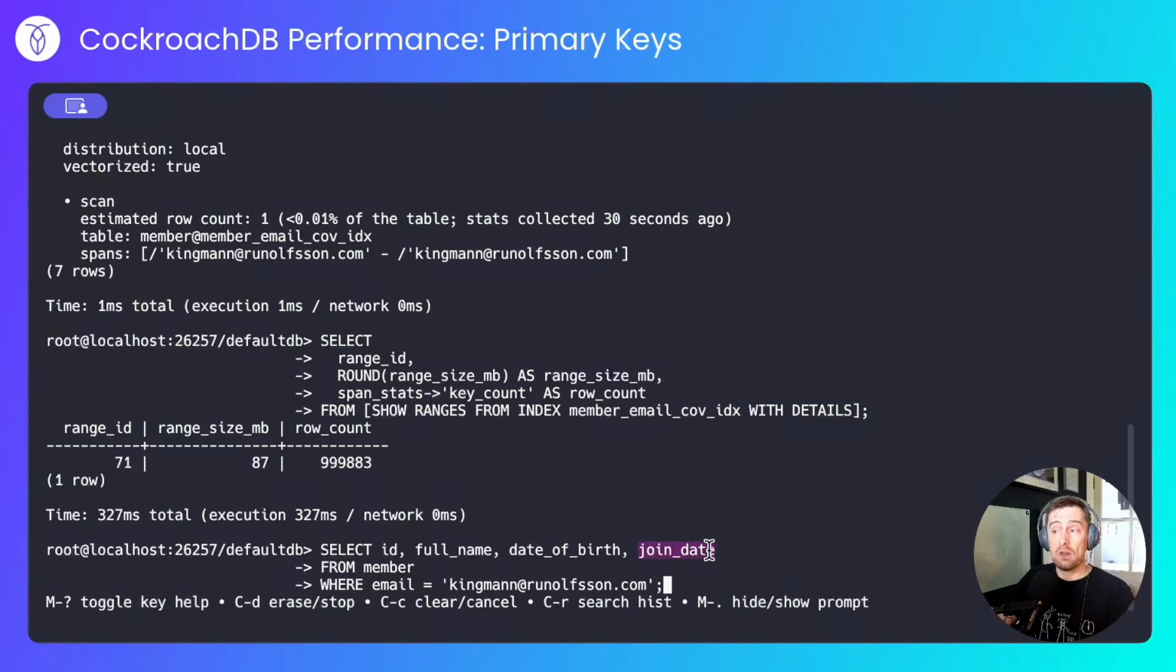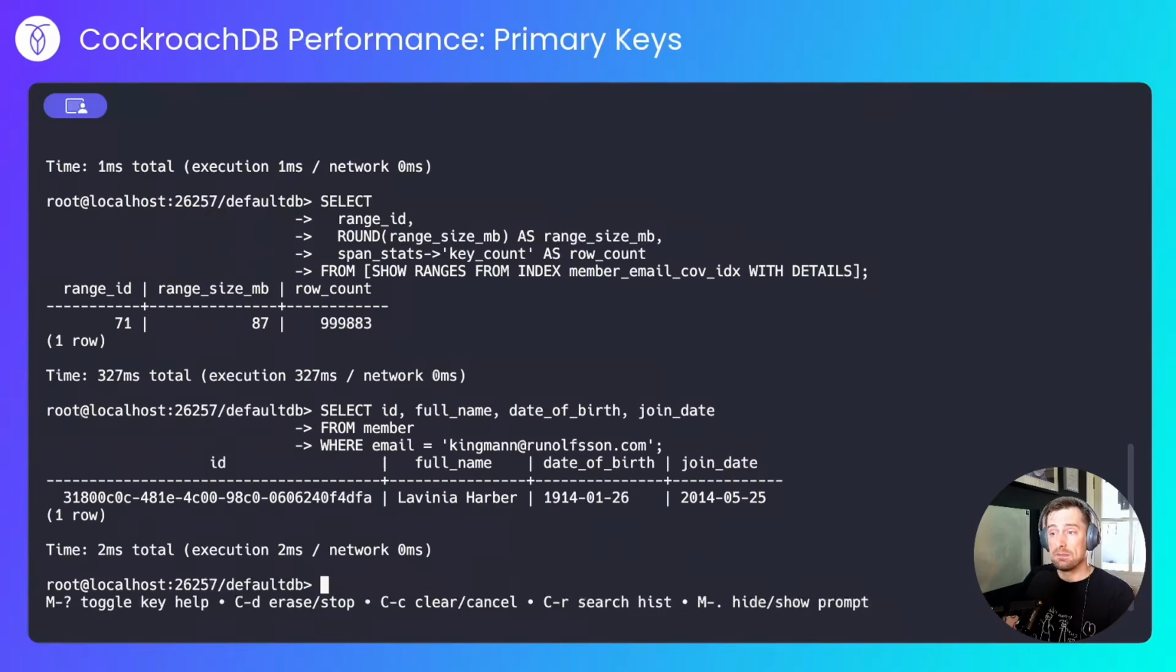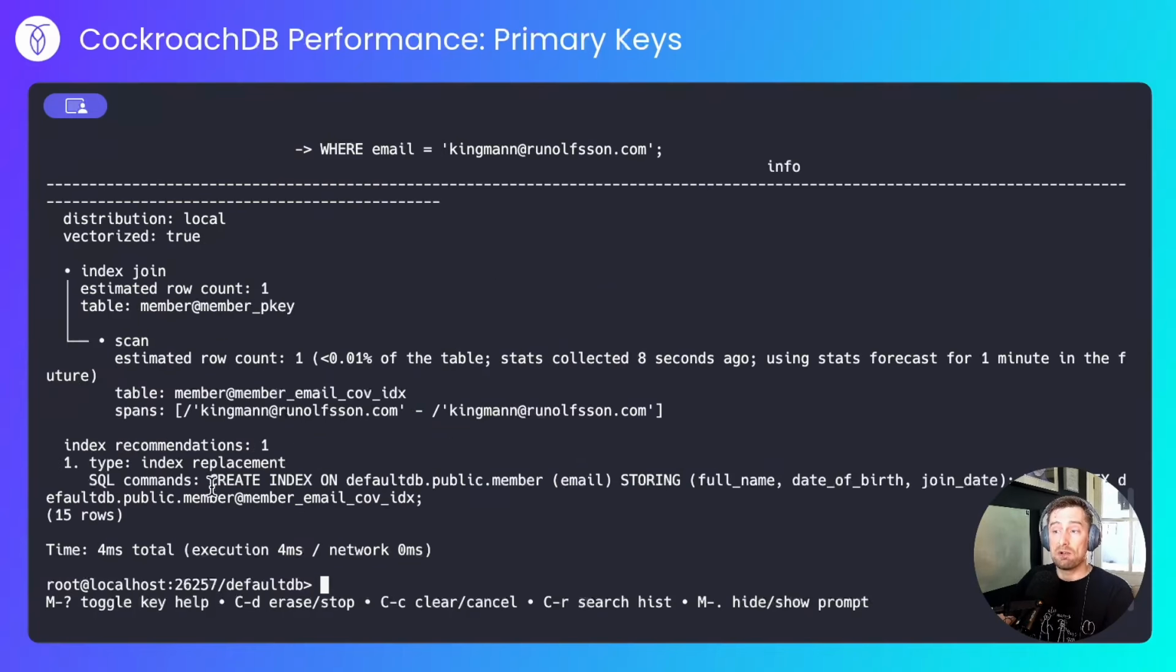If I ask for a column that's not part of that covering index, the query latency is still really good, but if I do an explain, we'll see that CockroachDB is now recommending that we add the new column into the covering index, and we're doing the join back to the primary key once more.